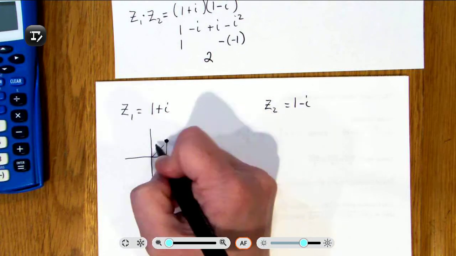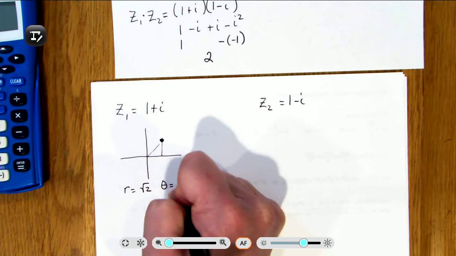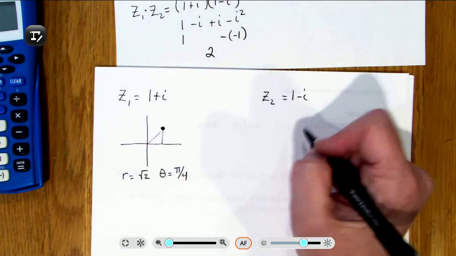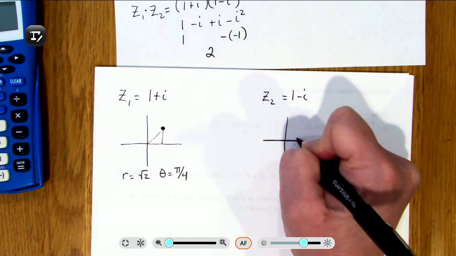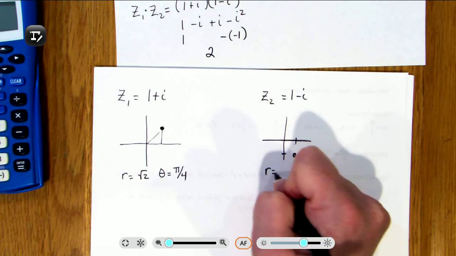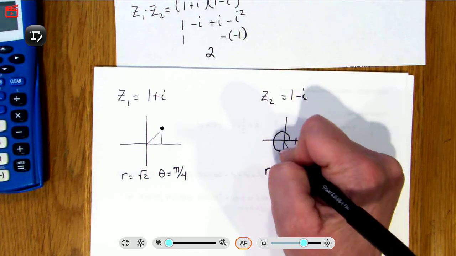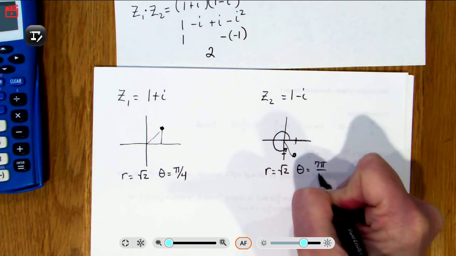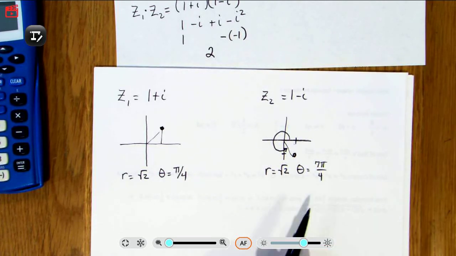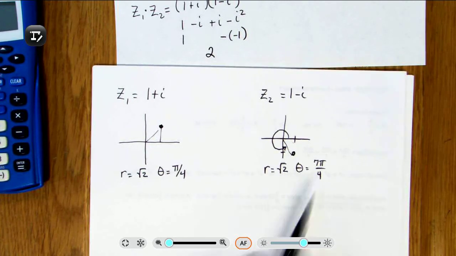In polar form, my r is the square root of 2. My angle is pi over 4. This is 1 minus i, so that's down here at 1, -1. So again, my r is going to be that square root of 2. My theta, this time remembering we like to go in standard form. Not that it really matters, you can do it in any form, but I like to do it in standard form. You could have done a negative pi over 4 here if you really wanted to.